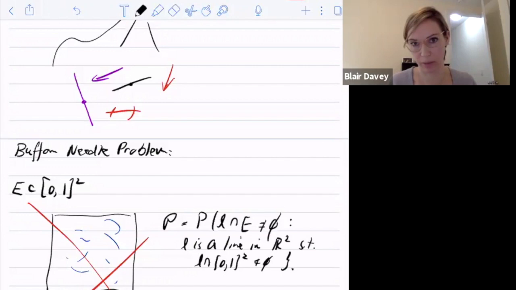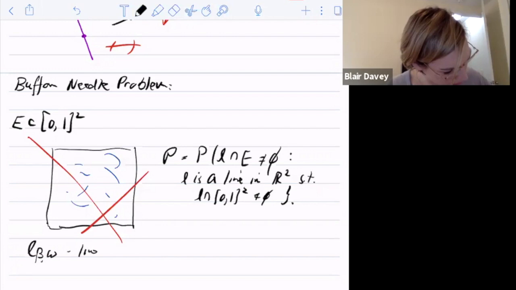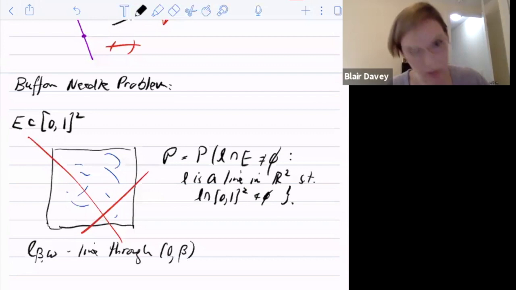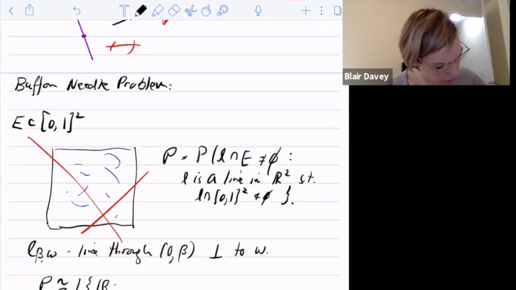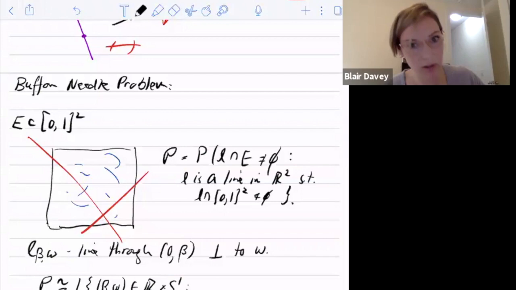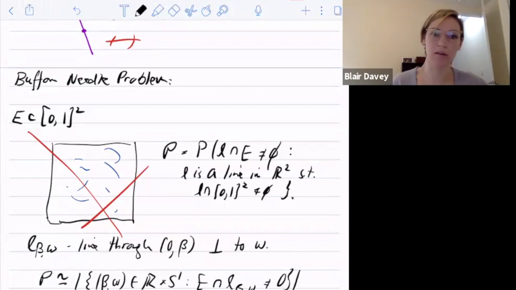If we parameterize all such lines, we let L sub beta omega be a line through, say, zero beta, which is orthogonal to direction omega. Then once we calculate this probability, it's actually equal to the measure of the set of all beta omega in R cross S1, such that E intersects those lines. So we're looking for this measure of the lines, so we're going to parameterize the lines with respect to y-intercept and direction. Once we do that, it turns out it's just proportional to calculating the measure of all such beta and omegas.